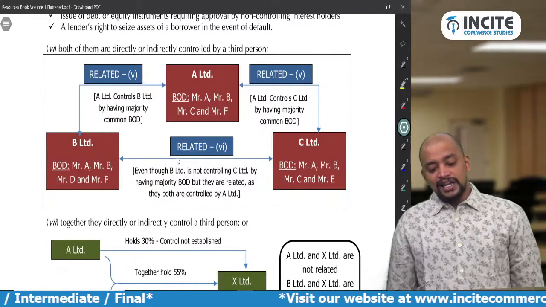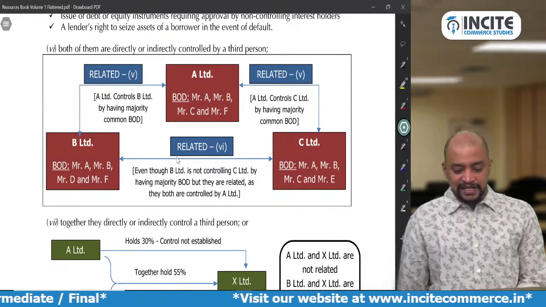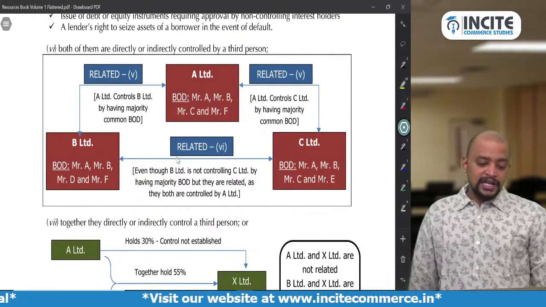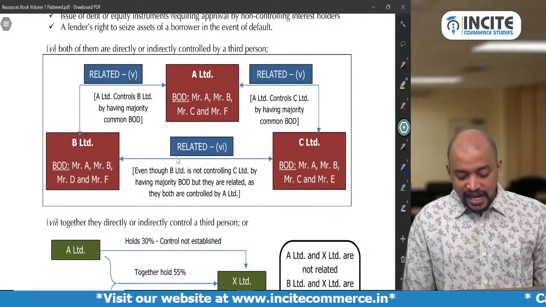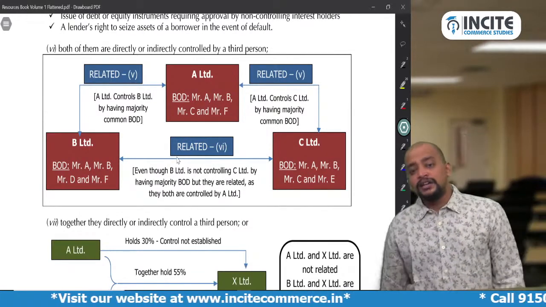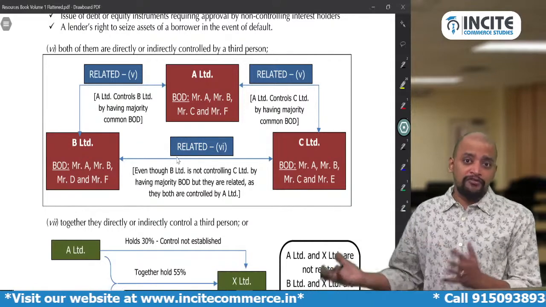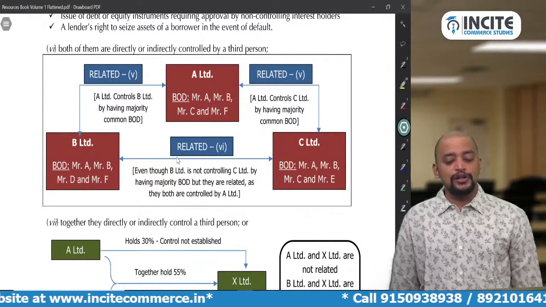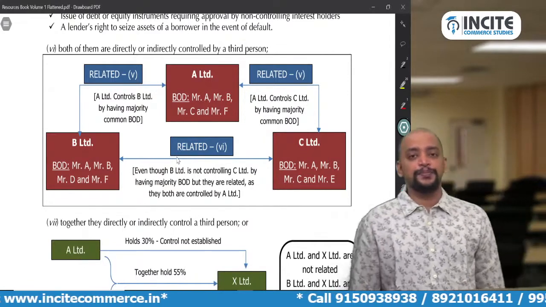Then again, A Limited and C Limited. If you see board of directors composition, A, B, C, F, here A, B, C, E. So again, 3 out of 4 are common. So therefore, A Limited and C Limited is also related as per point number 6.